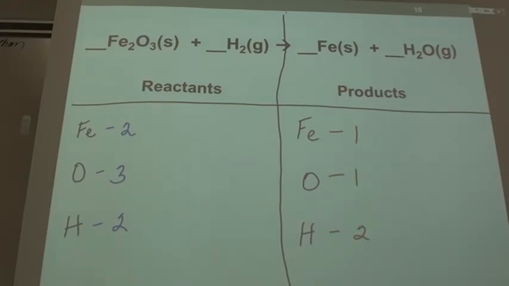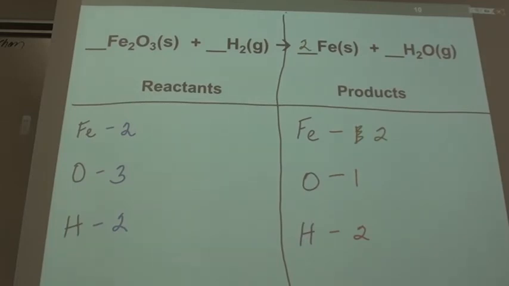Is this a balanced equation? No, it is not. So how shall we balance? Put a 2 in front of H2. Put 2 iron on the product side. Okay, it doesn't matter where you start. I'll do this. All right, now what?